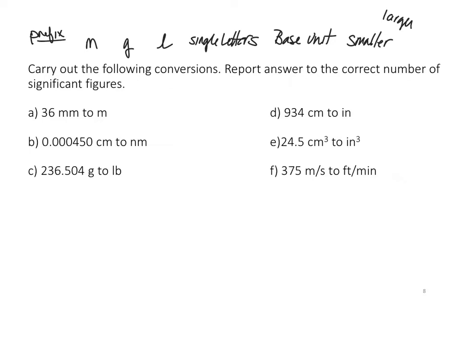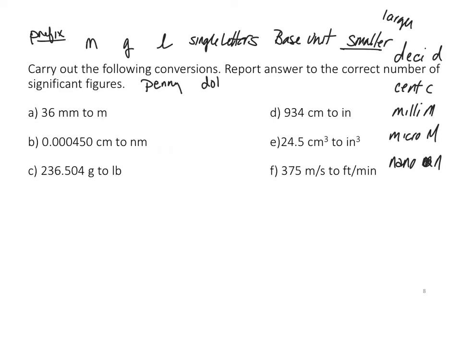So smaller would be a deci, we'll just use meter, deci, d, a centi, c. And they're all lowercase letters. Milli is an m, micro is a little cursive u, and then nano is n. Okay, and these are all smaller. So what does that mean? Okay, well, you have a penny and you have a dollar. Which one's bigger? So the dollar is the bigger and the penny is smaller. So 100 pennies will make up $1.